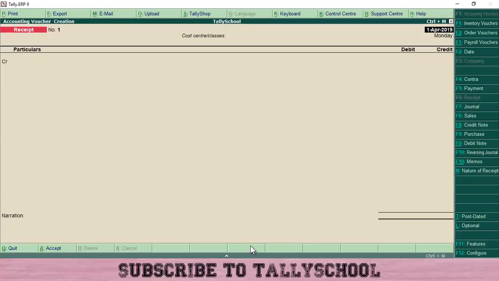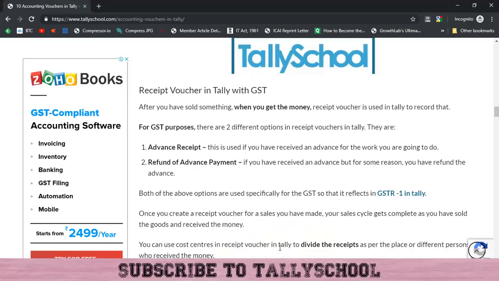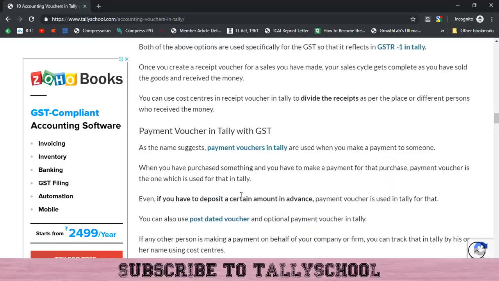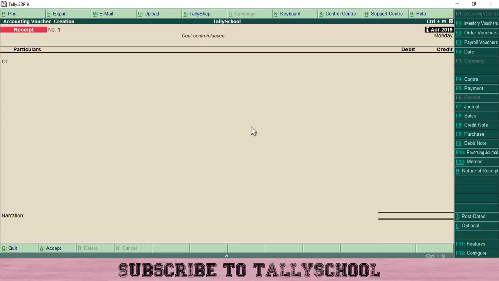Now the fourth voucher, as you may have guessed, is the payment voucher in Tally, because when you purchase something, you have not paid the person. Then when you actually pay the person after purchasing, you create a payment voucher because you are paying in Tally. So for all the payments, we create a payment voucher, as the name suggests.